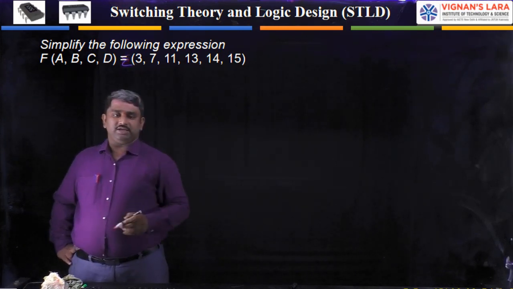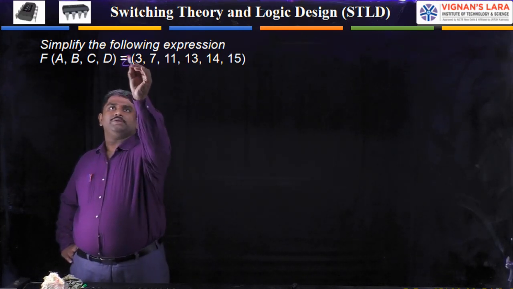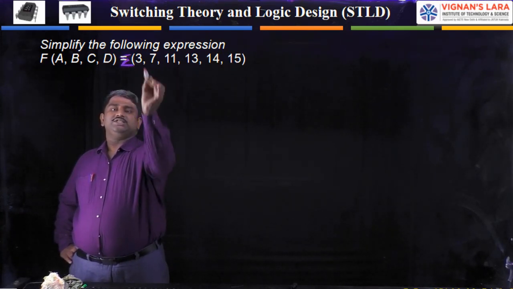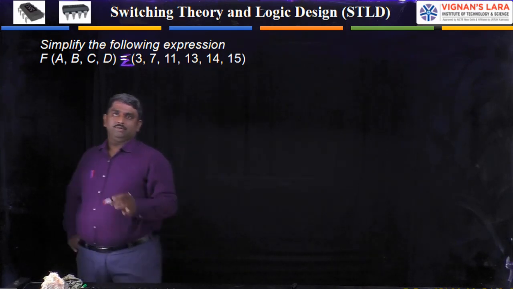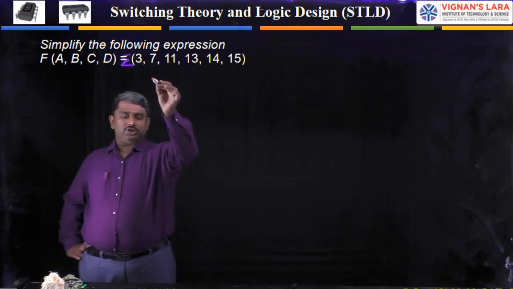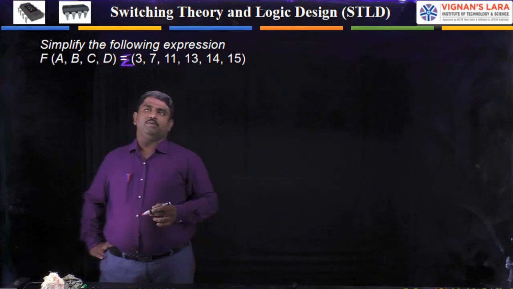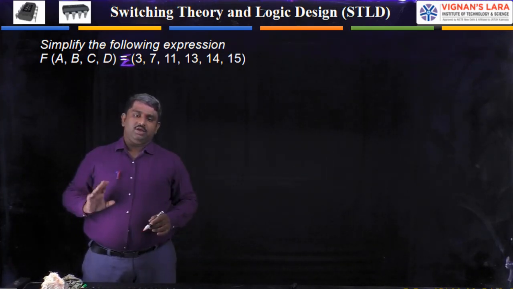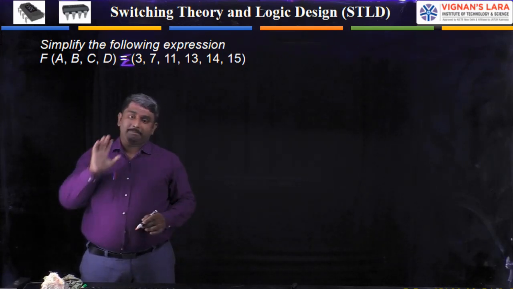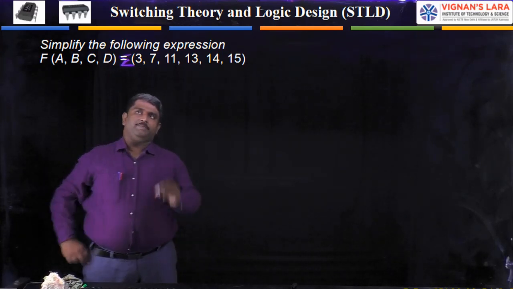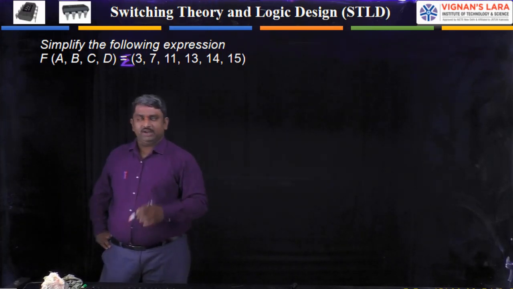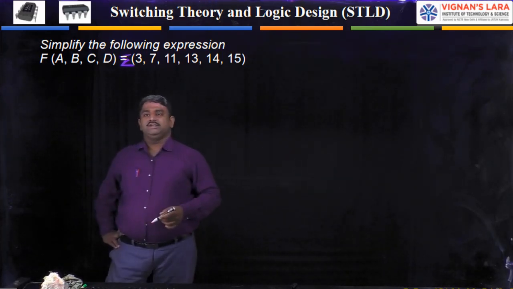So this sigma must and should be represented, you have to write the sigma function compulsorily, otherwise it is not valid. You have to remember sigma of 3, 7, 11, 13, 14, 15. For minterms they are mentioned like this. If they want to mention the maxterms, then they have to represent with pi of 3, 7, 11, 13, 14, 15. Like that we have to mention those values.